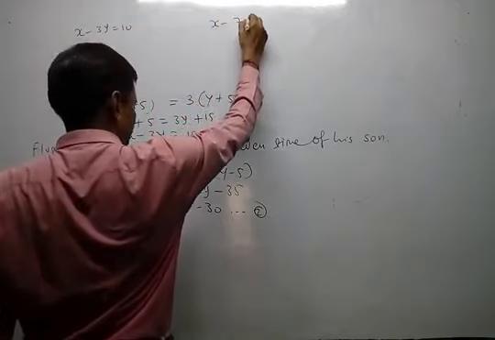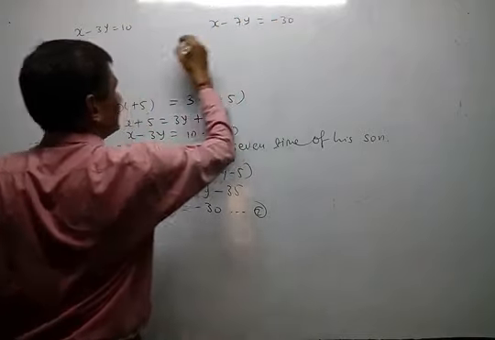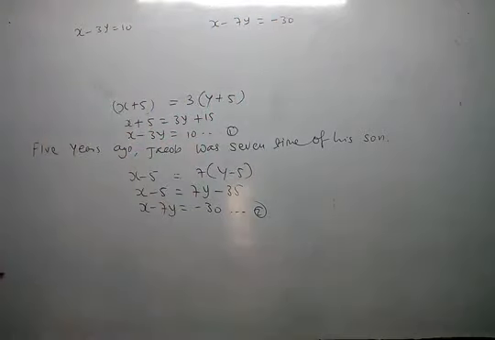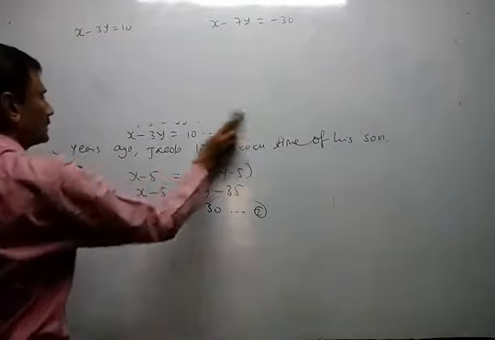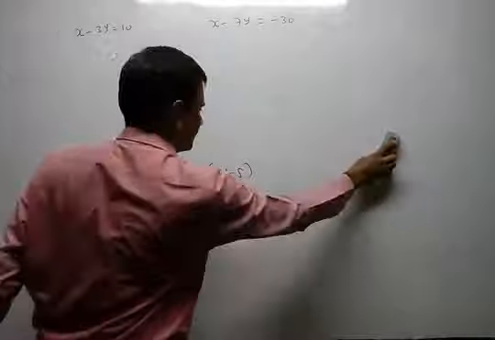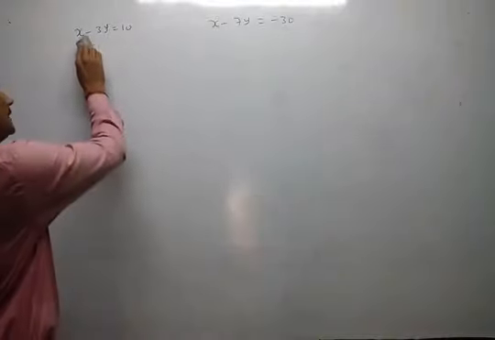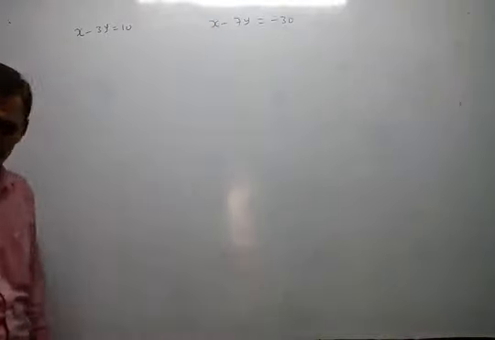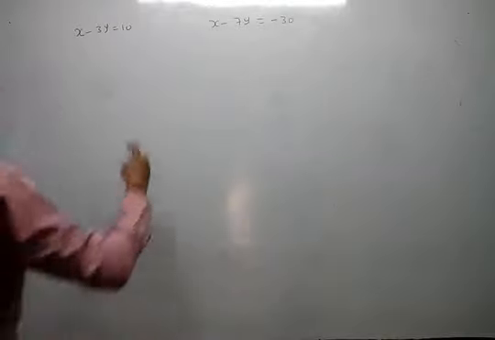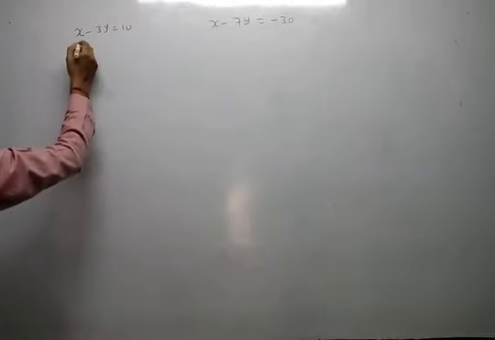x minus 7y equal to minus 30. Now, make any one variable the subject from any one equation, mostly those variables whose coefficient is 1. So either x from this, otherwise x from this equation. Okay, so I just make x the subject here.